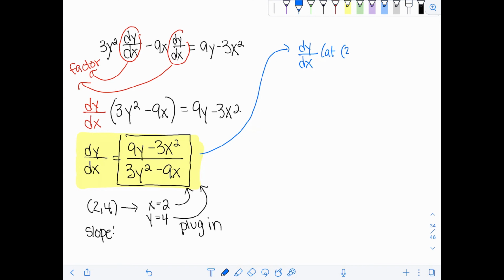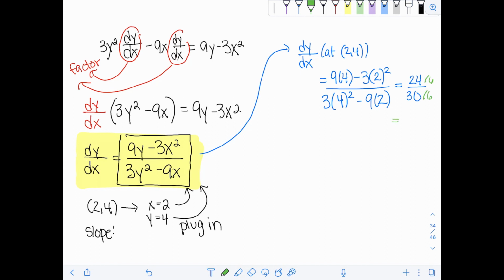I'll just write that in here. So the slope at 2, 4 is going to be 9 times 4 minus 3 times x, which is 2 squared, over 3 times y, so that's 4 squared, minus 9 times x, which is 2. Then we can go ahead and multiply. When you multiply this out, you should get 24 in the numerator and 30 in the denominator. Then you can simplify this since both are divisible by 6. So this would be 4 over 5. So that's the slope at the point 2, 4.